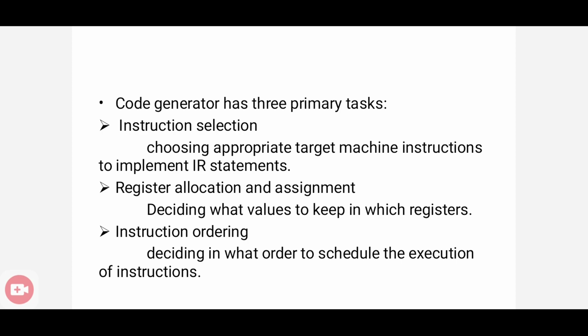One is instruction selection, how to select appropriate instructions for generating target code. The second one is register allocation and assignment: how we can select registers and what values are kept in those registers. And the third one is instruction ordering, in which order these instructions should be executed. So these are the primary tasks of a code generator.